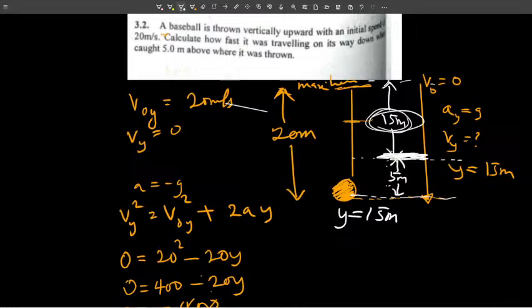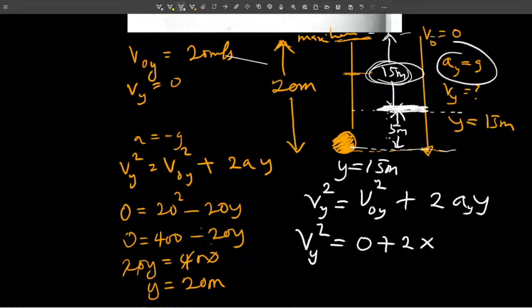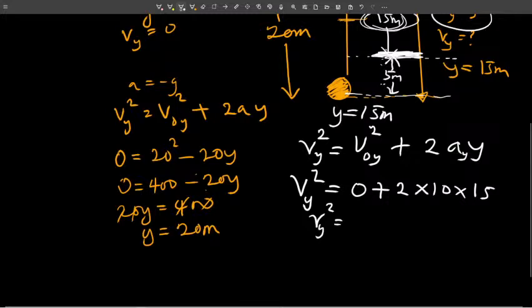We have to find how fast. We're looking for v. So what's our formula? We can use the formula v squared equals v naught squared plus 2as. But now we're dealing with the y direction, so 2ay, y, and y. So what's vy? This is what I'm looking for. What is my v naught? My v naught is 0. So this is 0 plus 2 times 10, because it's coming down, so it's g, 10, times 15. So vy squared will be equal to 20 times 15.